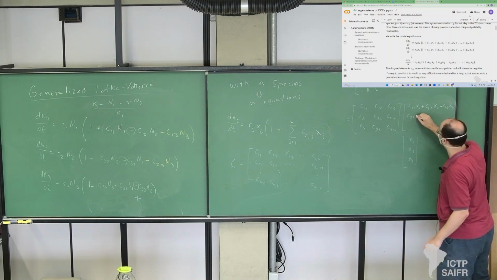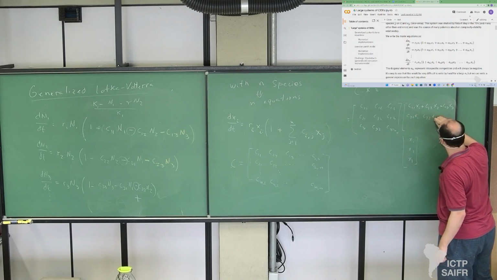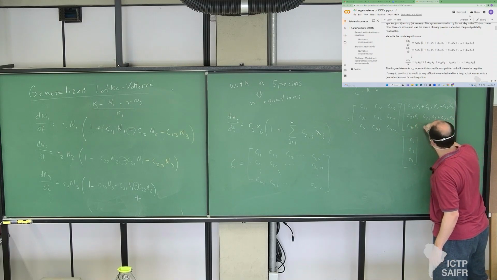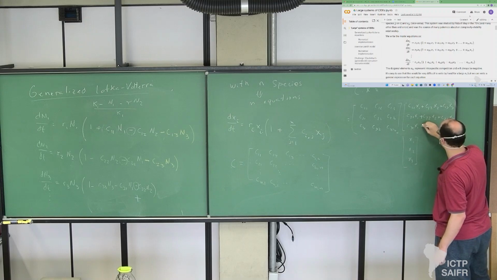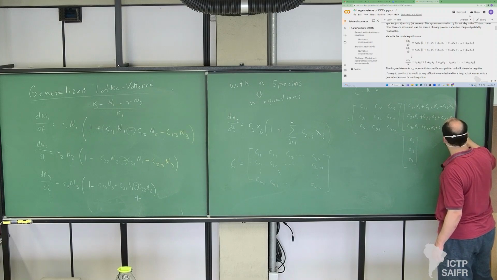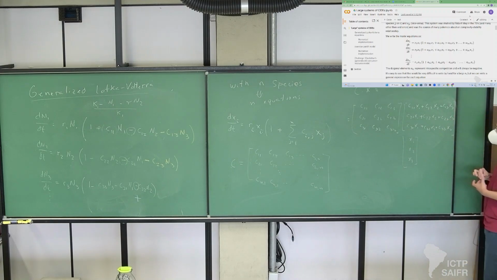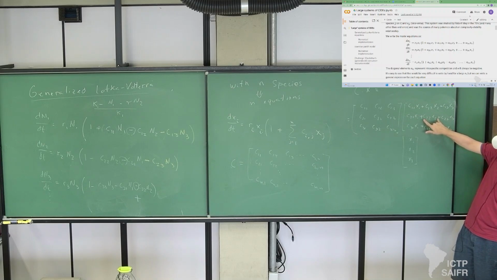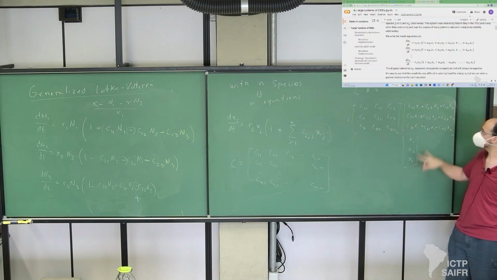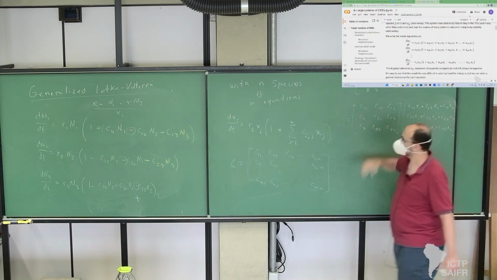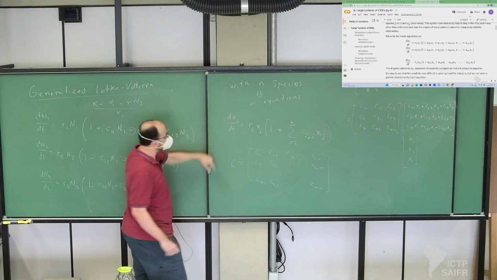C21 x1 plus C22 x2 plus C23 x3, and so on. Then C31 x1, oops, there's a plus here, C32 x2, C33 x3. And you see that the first part here is this sum in the equation for species 1. This part here is what appears in the equation for species 2. And this one here is what happens with species 3. So with this, I can write this equation in a vector form.